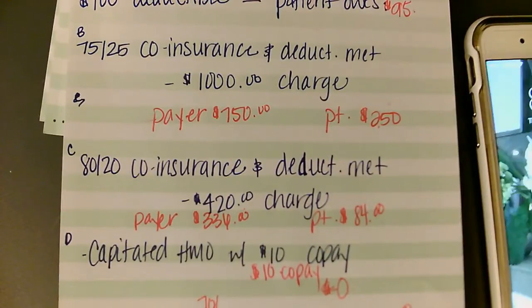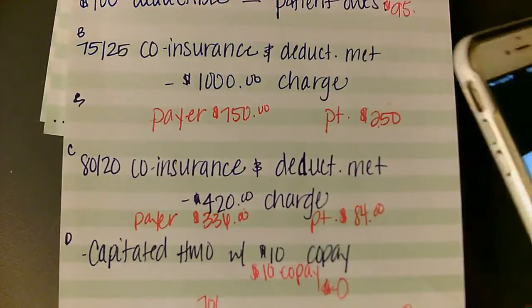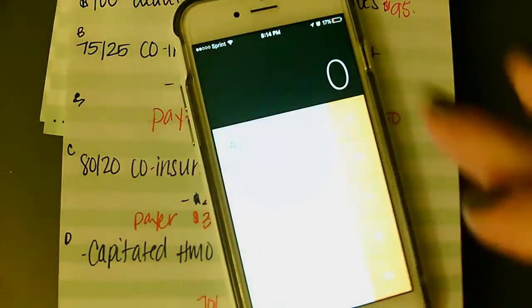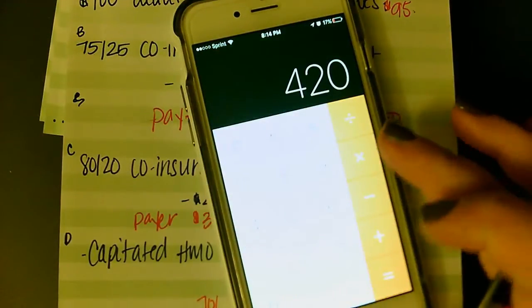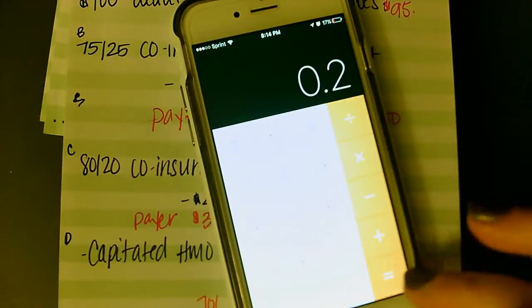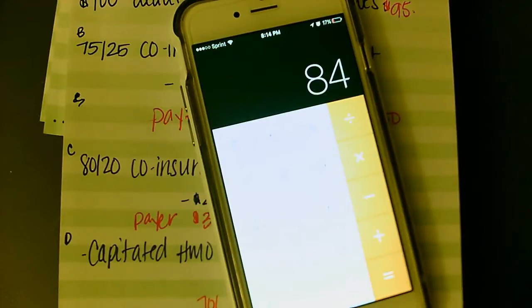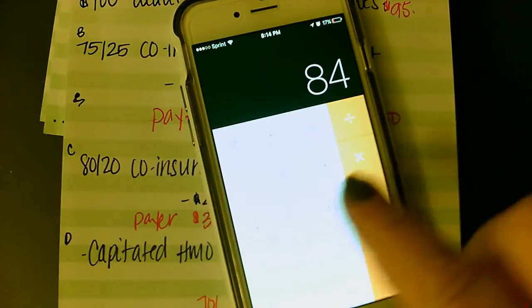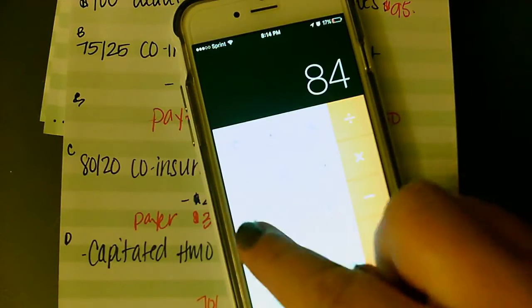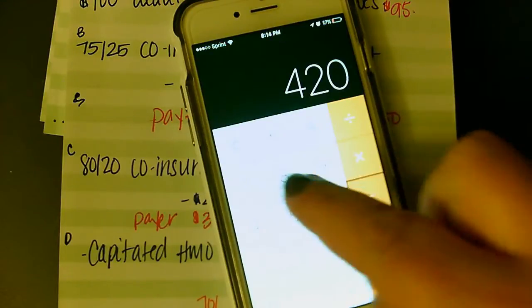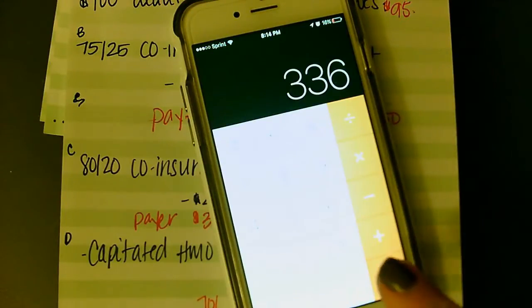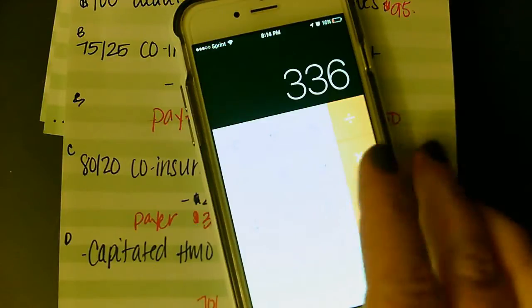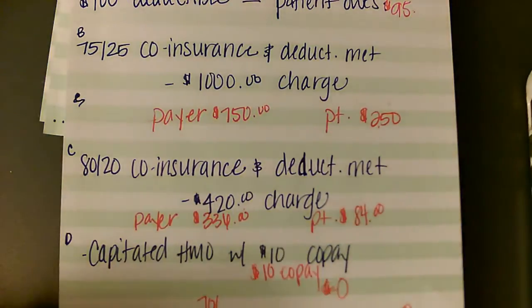So for this patient, we will take 420 and multiply that by 0.2 for 20%, gives us $84 that the patient is going to owe. And then to figure out what we're going to bill the insurance, we take 420 minus 84, gives us $336 that we are going to bill to the insurance.